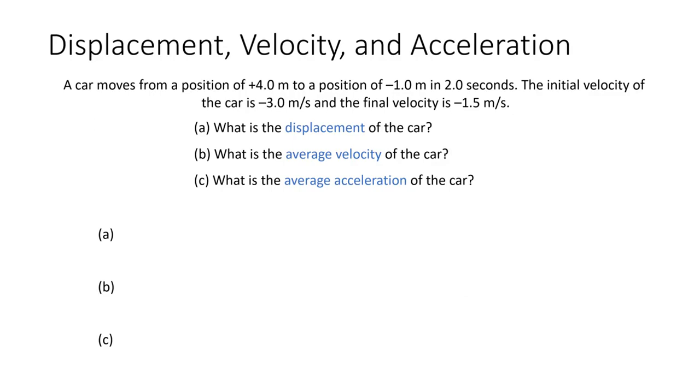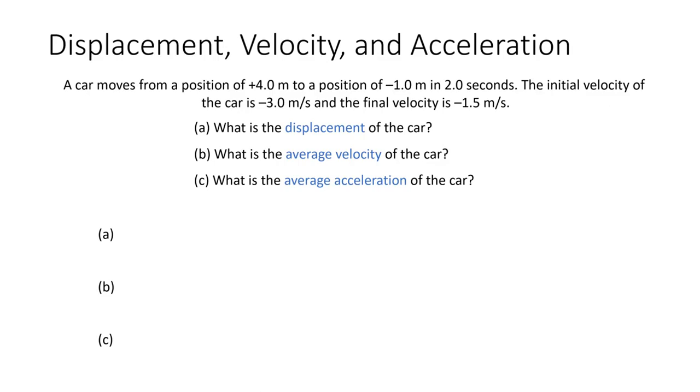Okay, so now let's do a quick little practice problem working with displacement, velocity, and acceleration. A car moves from a position of plus 4 meters to a position of minus 1 meter in 2 seconds. And the initial velocity of the car is minus 3 meters per second, while the final velocity is minus 1.5 meters per second. So the first question we want to answer is, what is the displacement of the car?